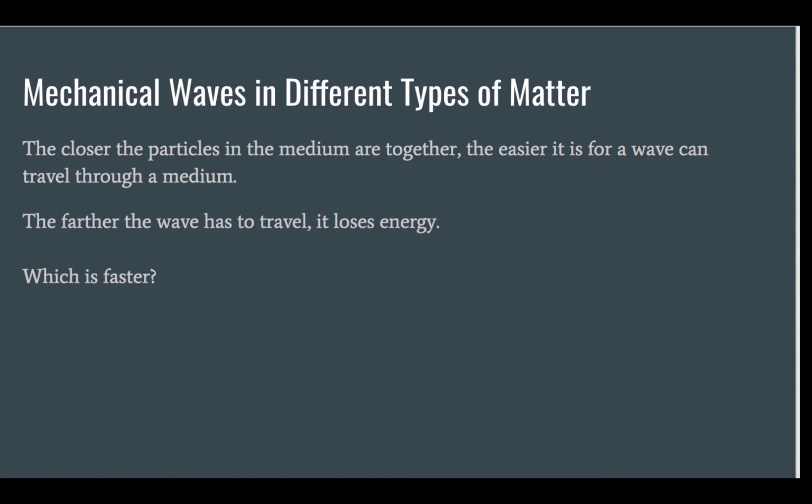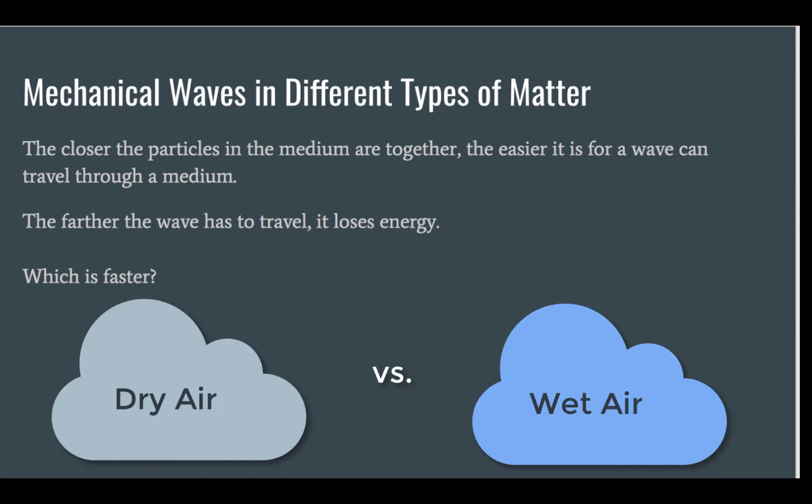And of course, the longer a wave has to travel, the more energy it loses, so it tends to slow down over time. But if you're just thinking about how fast a wave is going to travel through a particular medium, you could compare different mediums together. So maybe dry air versus wet air. Wet air has a lot more particles in it, a lot of water particles in it.